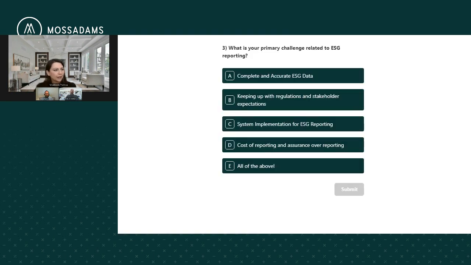All right, and now we have our next polling question. Over to you, Laura. Great. What is your primary challenge related to ESG reporting? A, complete and accurate ESG data. B, keeping up with regulations and stakeholder expectations. C, system implementation for ESG reporting. D, cost of reporting and assurance over reporting. E, all of the above.